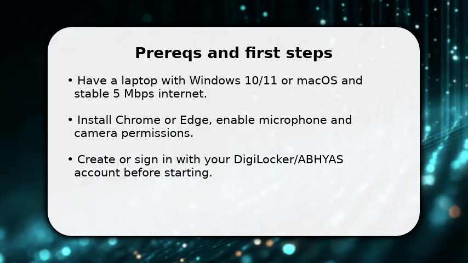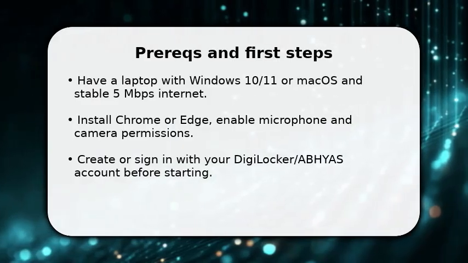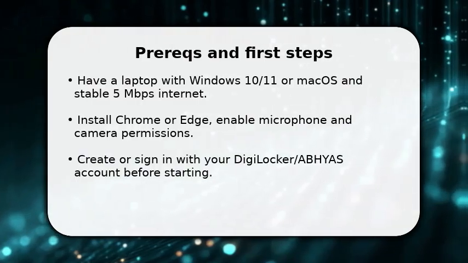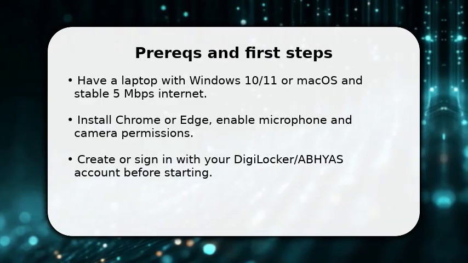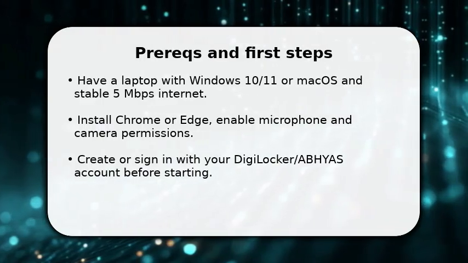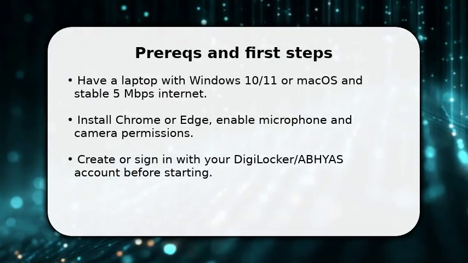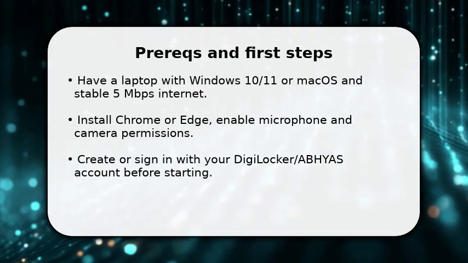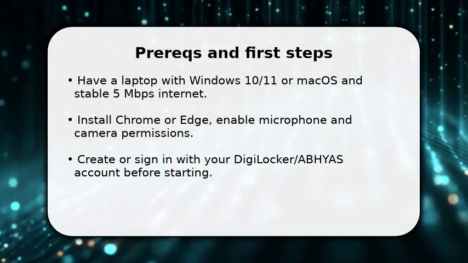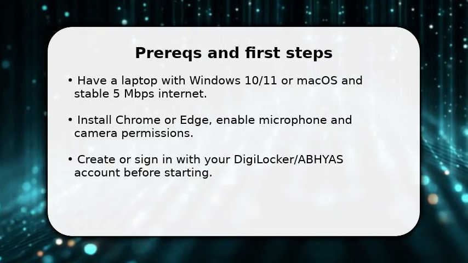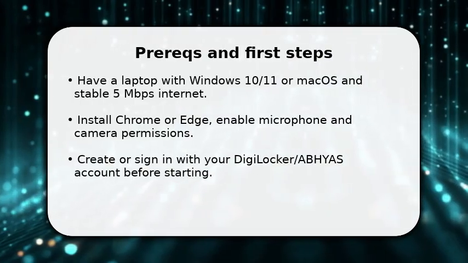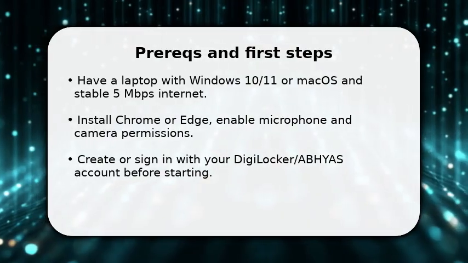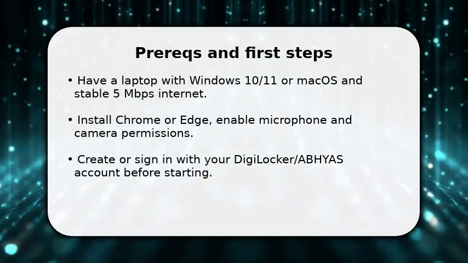You start by confirming prerequisites: a modern browser, 5 Mbps internet, and your Abhyas login ready. Open Chrome or Edge and allow camera and mic when prompted. The site uses them for proctoring. Once done, sign in with your registered mobile number or DigiLocker credentials and complete any OTP verification. Make sure pop-ups aren't blocked because the test opens in a new window. This gets you straight into the app environment, so you can launch the practice or mock test immediately.